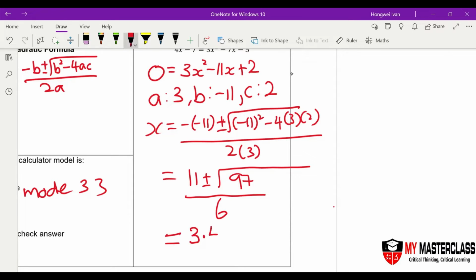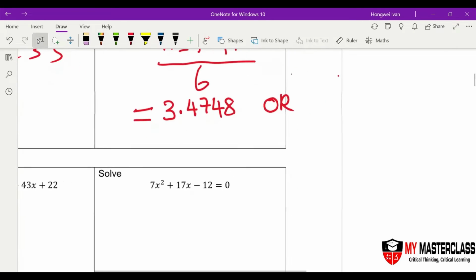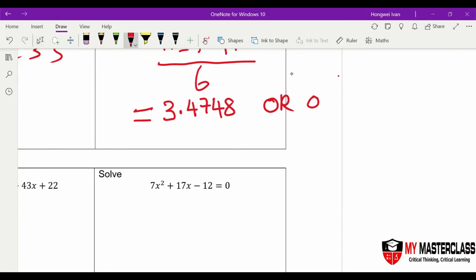3.47. 3.48. Okay? You must write all. You must write all. I've seen sloppy boys from Hwa Chong, VS also, never write all, penalized. The other one, Raiden. 0.1919. 0.1918. Okay, you must put 5 SF or 6 SF as much as possible, doesn't matter.